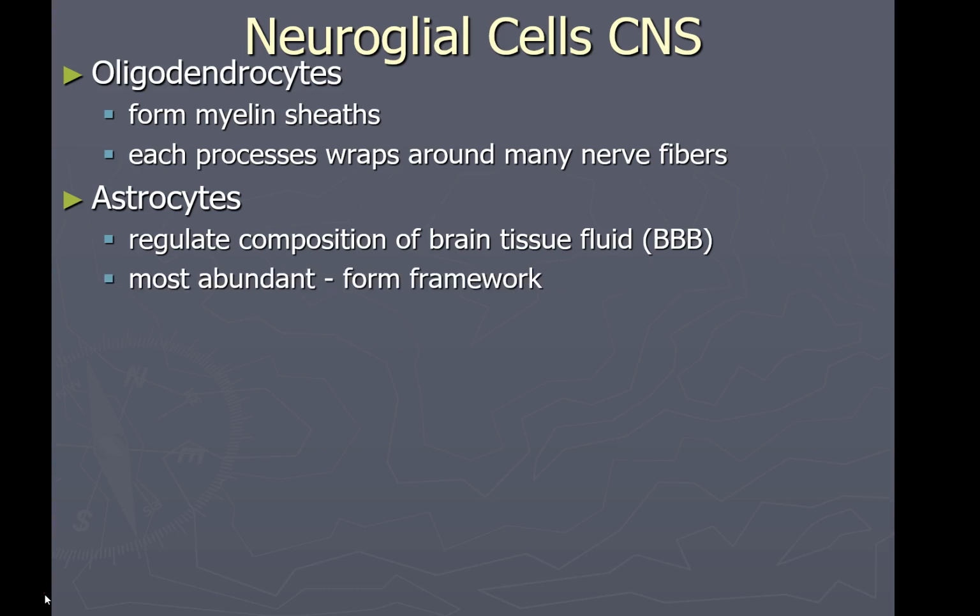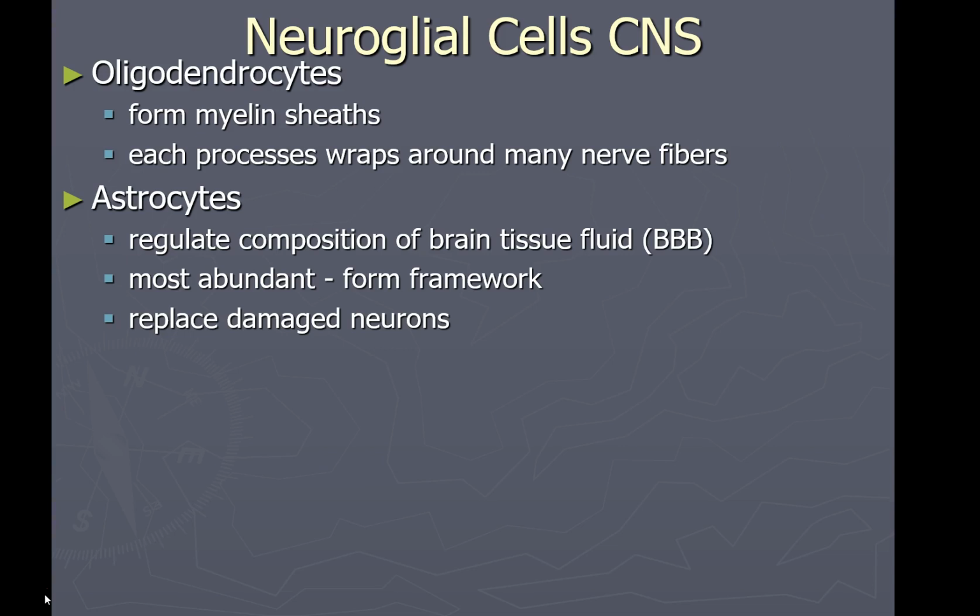They're the most abundant neuroglial cells. If I told you this, neuroglial cells outnumber neurons like 50 to 1, okay? So astrocytes being the most abundant neuroglial cell means it's the most abundant cell in the central nervous system.